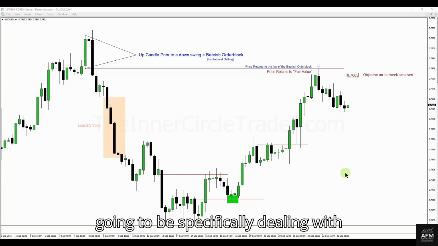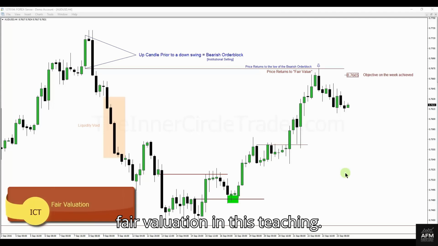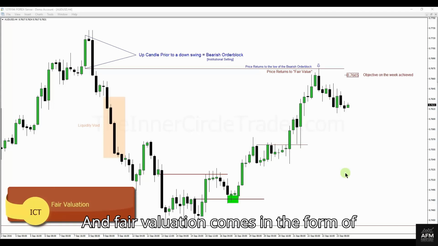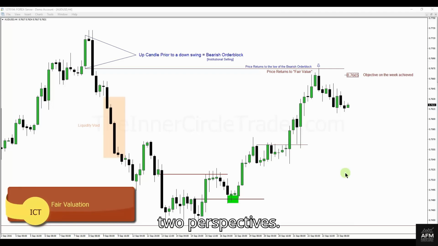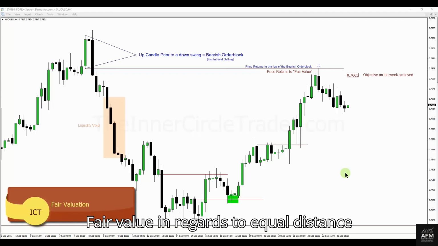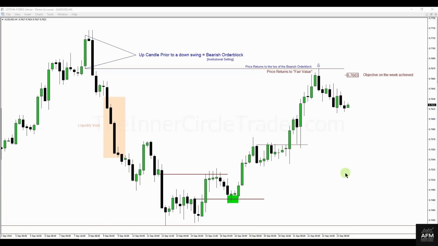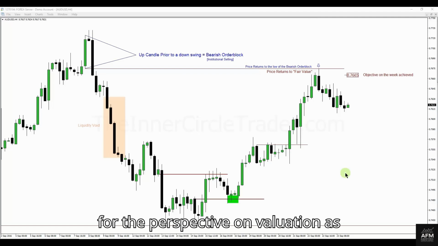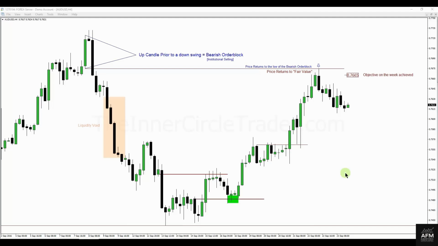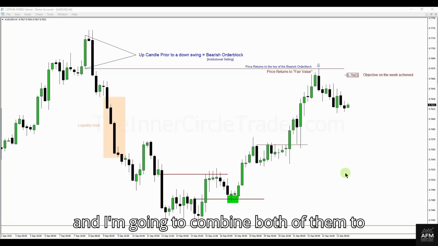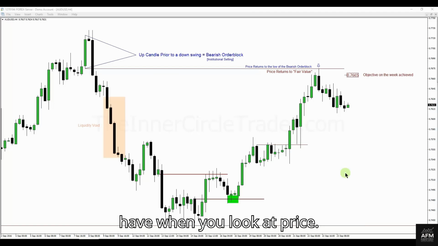We're going to be specifically dealing with fair valuation in this teaching. And fair valuation comes in the form of two perspectives. Fair value in regards to equal distance of a high or low, or what we would call equilibrium, or fair value for the perspective on valuation as regards to market makers. And I'm going to combine both of them to give you the perspective that you have to have when you look at price.